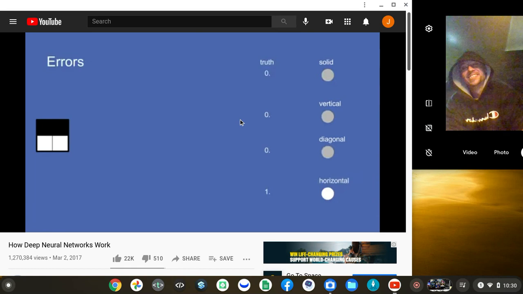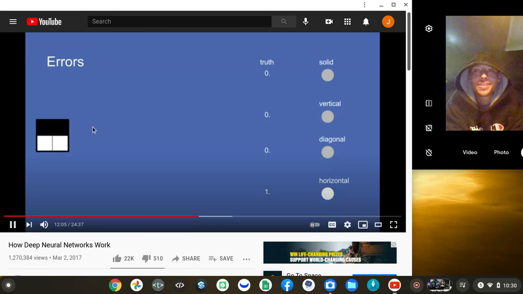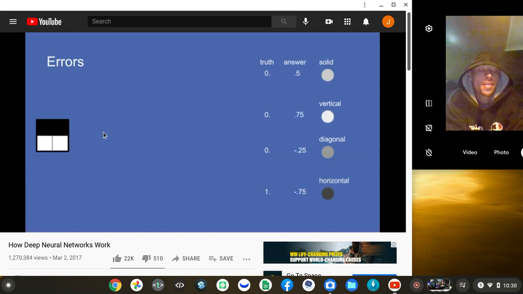Now, neural networks usually aren't that good, not that clean. So there's a notion of truth with an input. In this case, the truth is a zero for all of a bunch of these values, but a 1 for horizontal. It's not solid, it's not vertical, it's not diagonal. Yes, it is horizontal. An arbitrary truth.